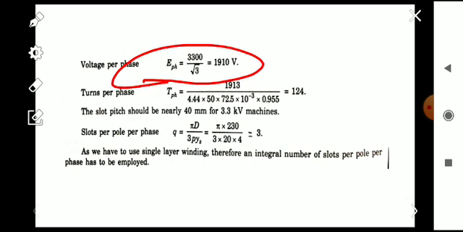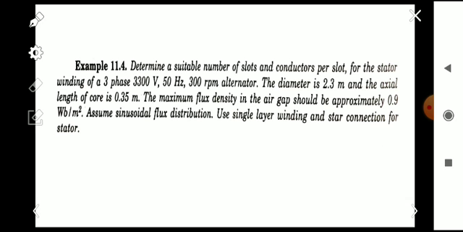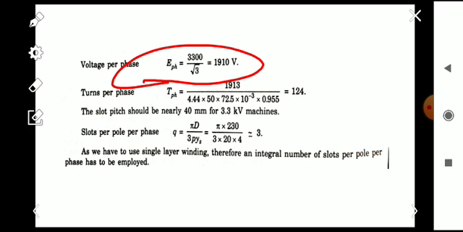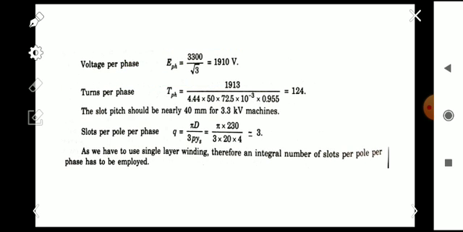Here, in the question it is given to use single layer winding and star connection for the stator. So in the case of a star connection, we know that V phase equals VL by root 3. So likewise E phase equals EL by root 3. Normally the value of voltage given will be the line value. Here it is 3300 volt, so E phase equals 3300 by root 3. We are getting it as 1910 volt.